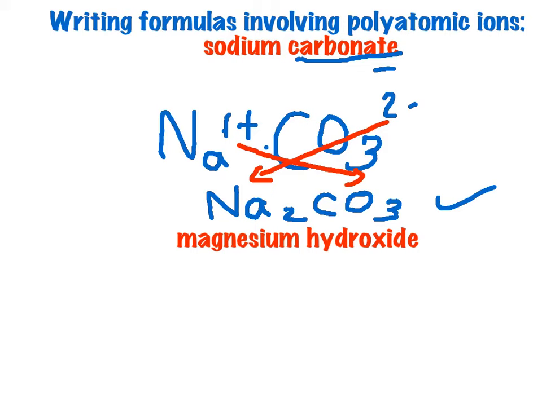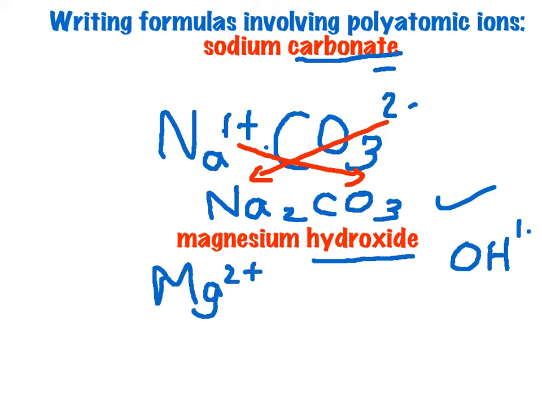On to the next one. We've got magnesium hydroxide, and hydroxide was that really special one that I hope you, as soon as you see it, you'll just remember, oh, that's one of those polyatomic ions. It's got this OH with a 1- charge formula. So we'll write these symbols, Mg with a 2+ charge, hydroxide with its 1- charge, and we're going to crisscross.